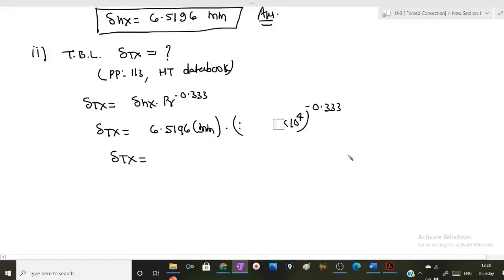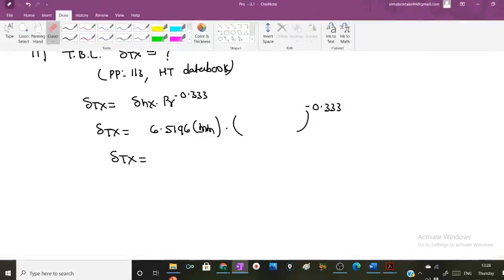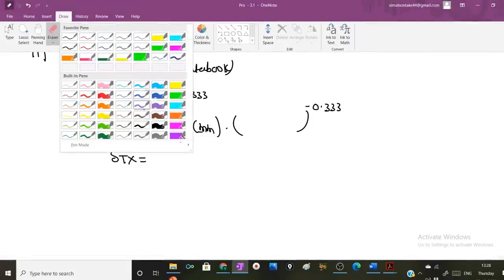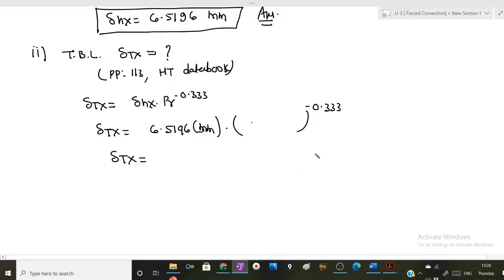I have written the formula correctly. The Prandtl number is 0.699. So delta Tx comes out 7.33 mm. Okay.